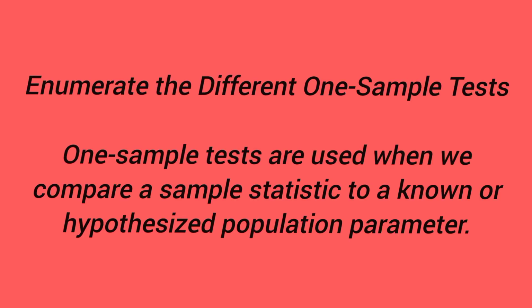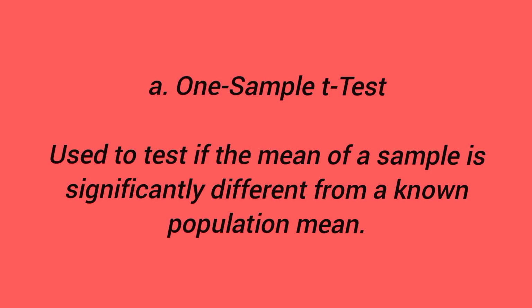Enumerate the different one sample tests. The one sample tests are used when we compare a sample statistic to a known and hypothesized population parameter. Some common one sample tests include: first is the one sample t-test. The one sample t-test is used to test if the mean of the sample is significantly different from a known population mean. For example, testing if the average IQ of students in a school differs from the national average of 100.